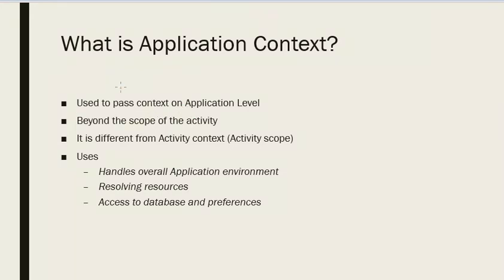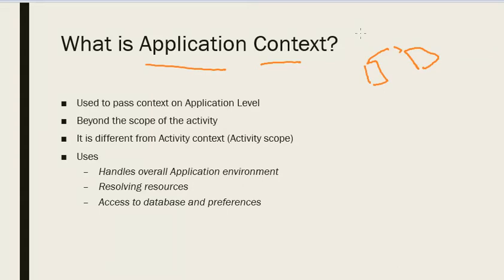What is the application context? We have two kinds of contexts in Android. One is the application level context, and the other is the activity level context. So why do we use the context? The context is actually used to pass information from one component in the application to another component in the application.